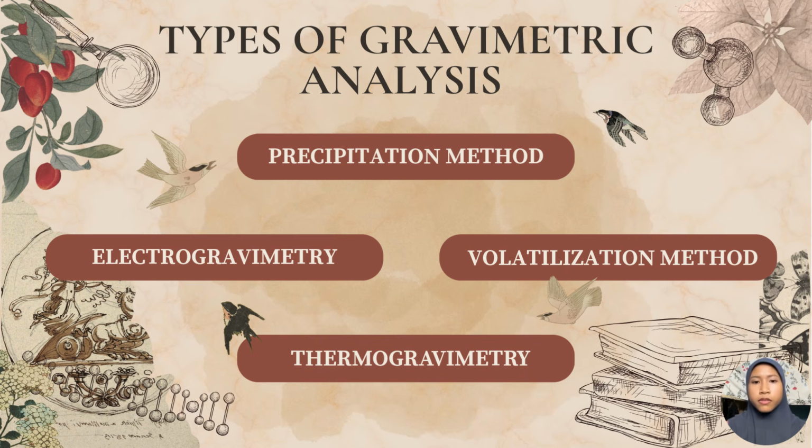The third is the volatilization method, where a component of the sample is converted into gas and removed, and the change in the mass tells us how much of the component was present. And finally, thermogravimetry, which tracks how a sample's mass changes as it's heated. Out of these four, the precipitation method is the most widely used, especially in industrial settings. And that's what we will focus on for the rest of this presentation.